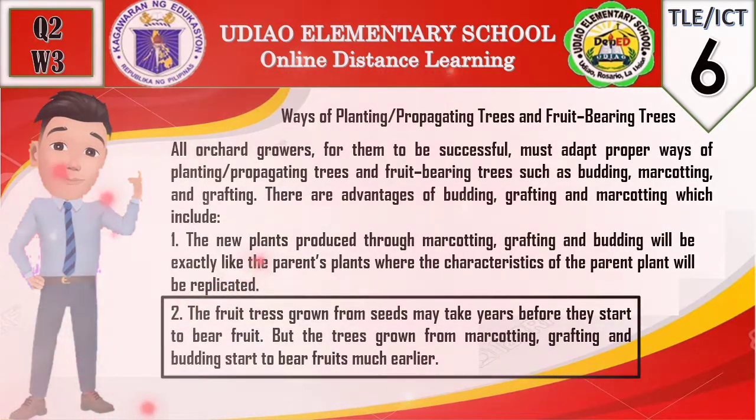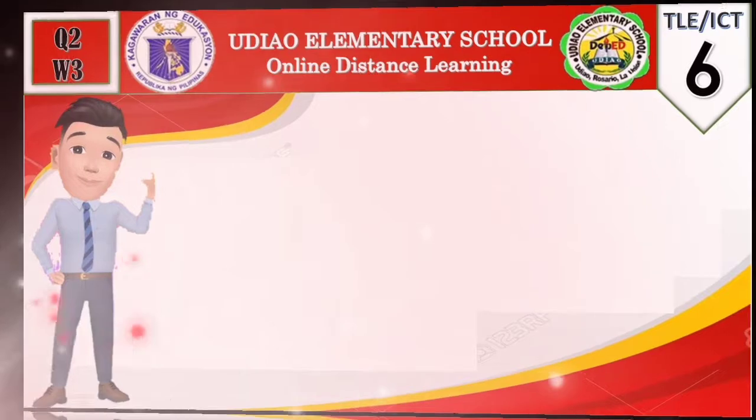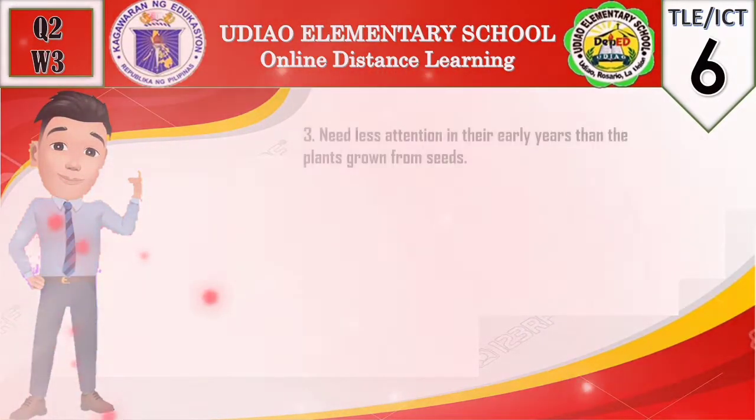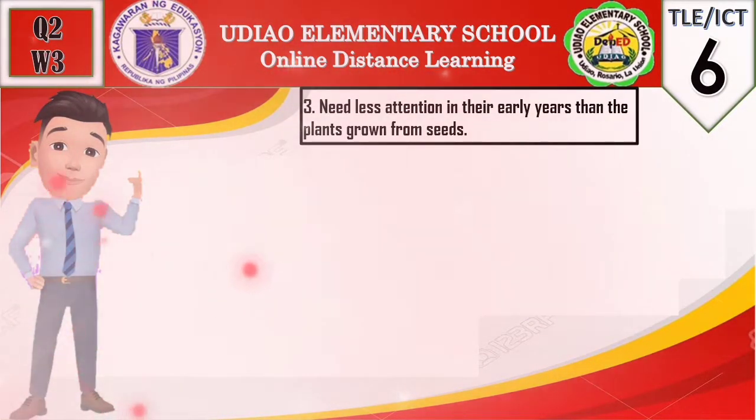Number 2, the fruit trees grown from seeds may take years before they start to bear fruit, but the trees grown from marcotting, grafting, and budding start to bear fruits much earlier. Number 3, they need less attention in their early years than the plants grown from seeds.